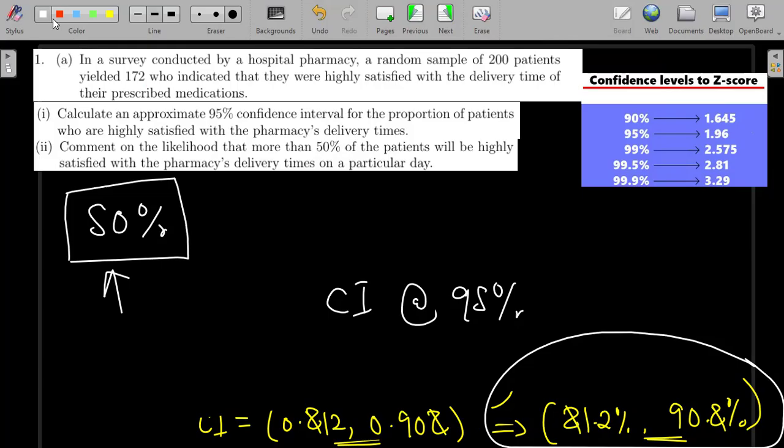So they said here that we should comment on the likelihood that more than 50% will be highly satisfied with the pharmacist's delivery on a particular day. So based on this confidence interval, we see that the confidence interval at 95% is way higher than the 50%, meaning that it is very likely for the patients to be highly satisfied on a particular day. Okay, so that's what it means there.